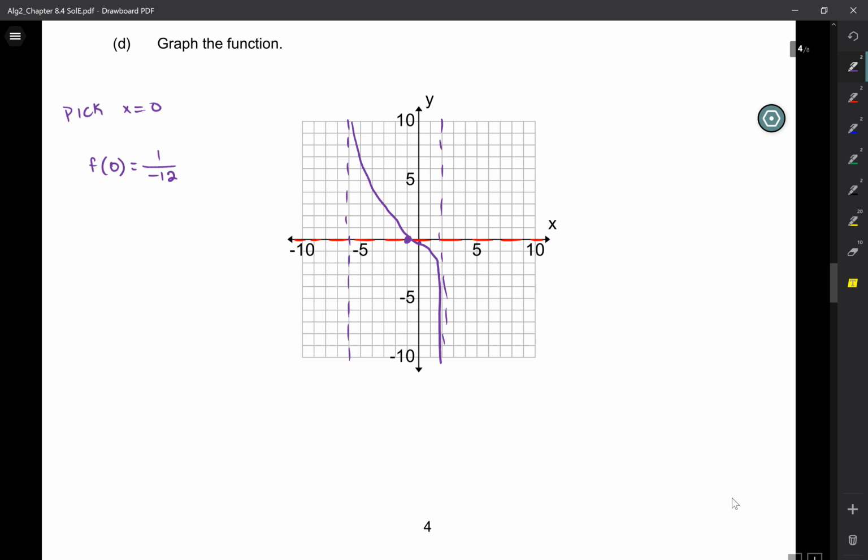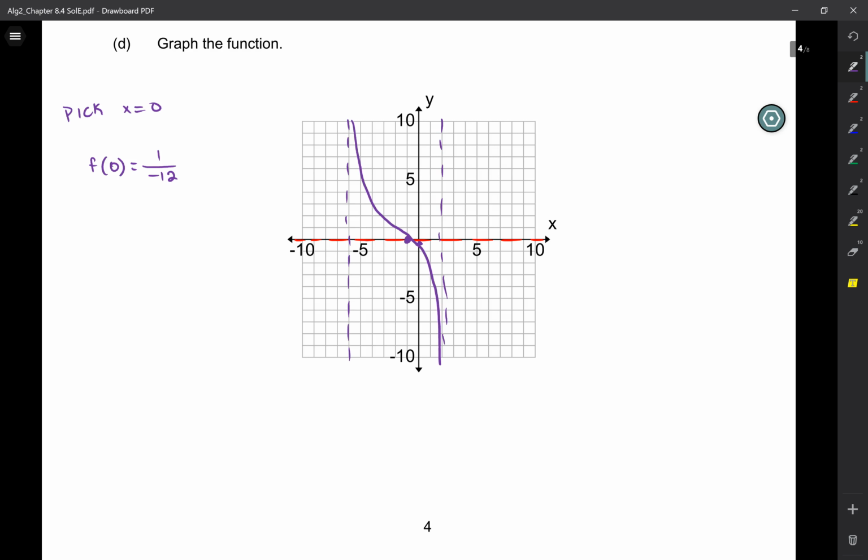Well, there is no other way. It's got to follow the asymptote here. It's got to follow the asymptote here. Because it's going to cross this and that point. Okay, there is a 0 here. This is negative 1 over 12, so it's here.